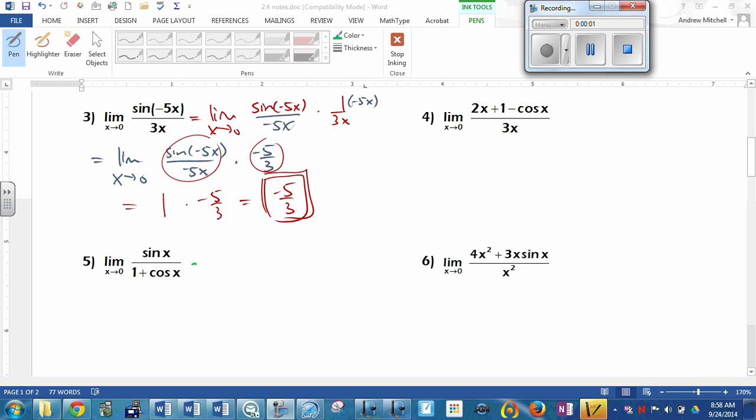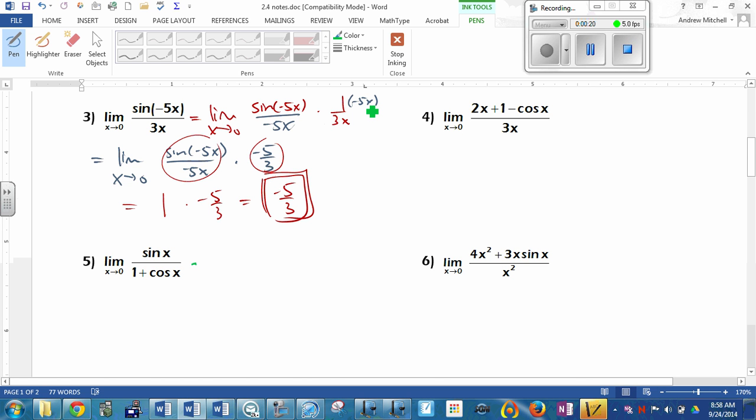Right, let's take a look at number 3. So for number 3, here we split this up. We get the limit as x approaches 0 of sine of negative 5x times 1 over 3x. And I multiply the bottom by negative 5x here to make this work. And we're going to multiply the top by negative 5x.